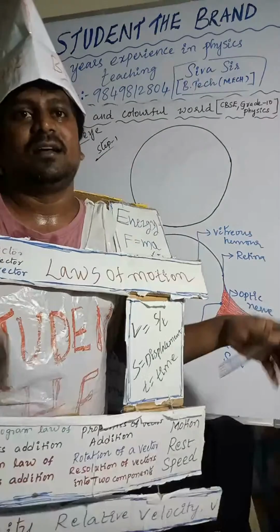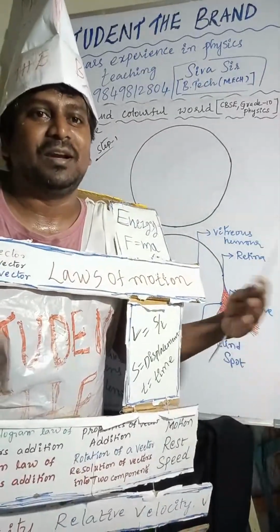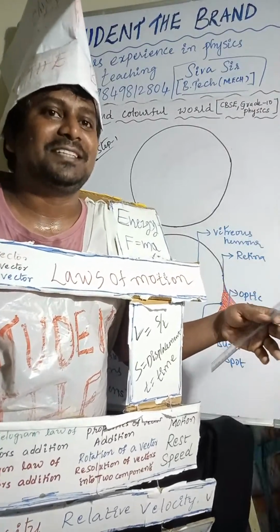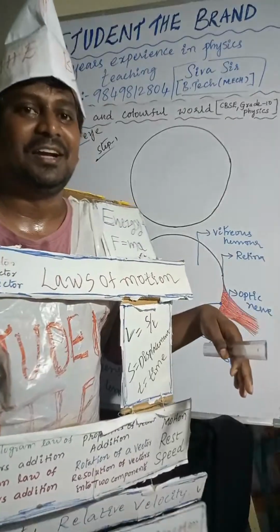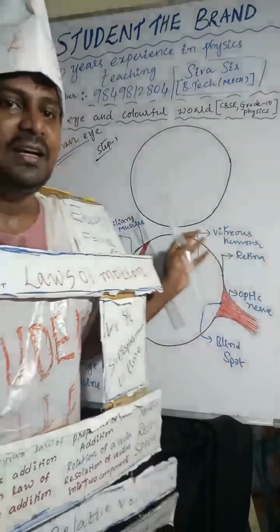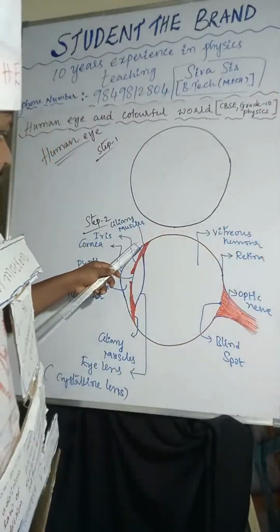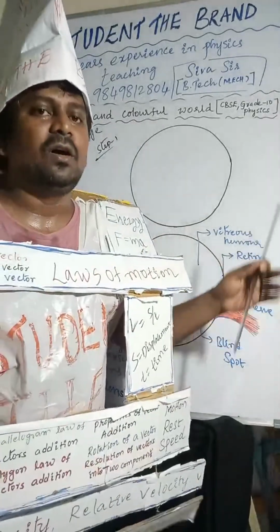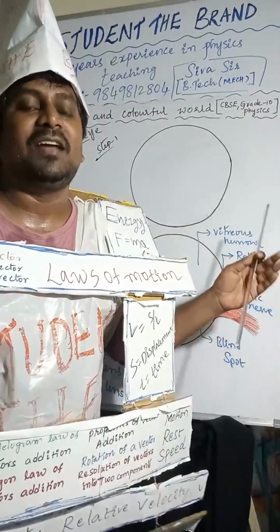Actually, this is a teaching aid, one of the teaching aids. In the part of teaching, we are doing it like this. So it is an eye lens. The ciliary muscles will adjust the curvature of the eye lens.